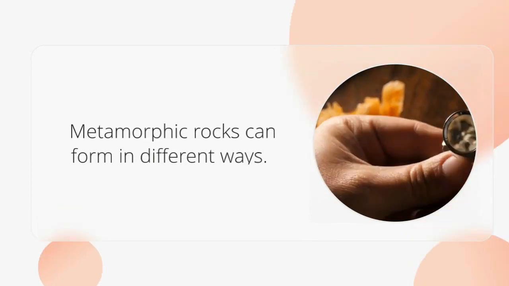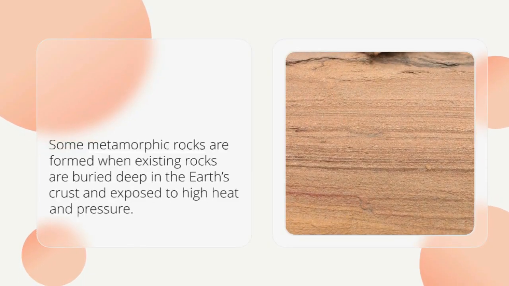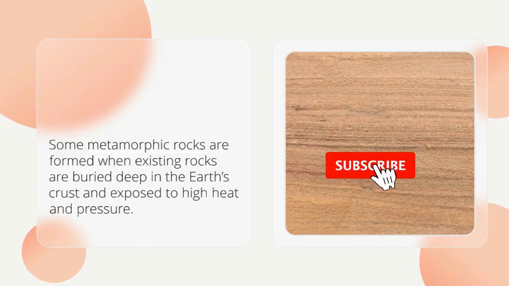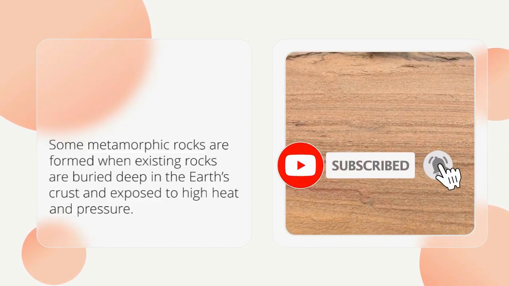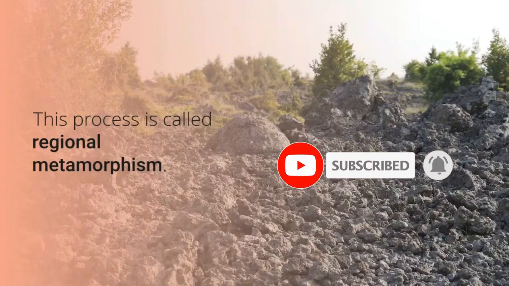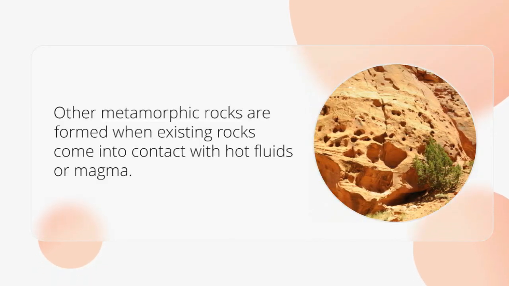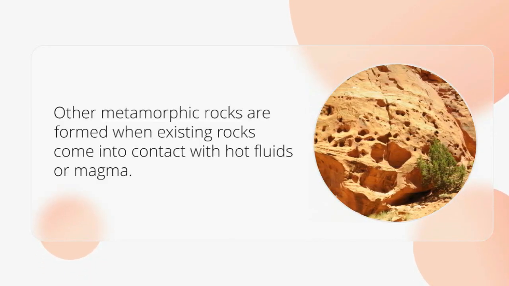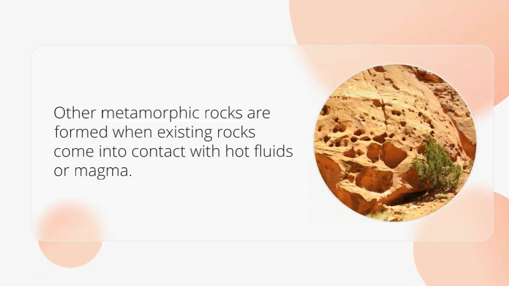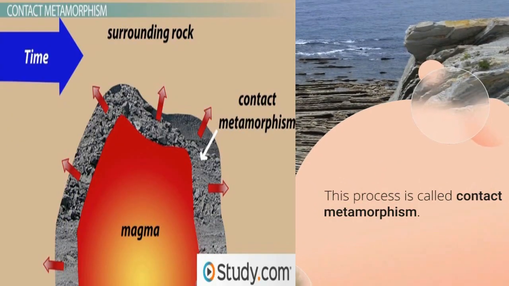Metamorphic rocks can form in different ways. Some metamorphic rocks are formed when existing rocks are buried deep in the Earth's crust and exposed to high heat and pressure. This process is called regional metamorphism. Other metamorphic rocks are formed when existing rocks come into contact with hot fluids or magma. This process is called contact metamorphism.